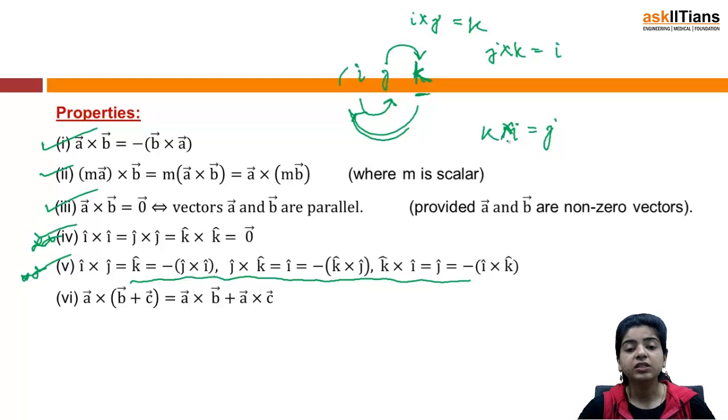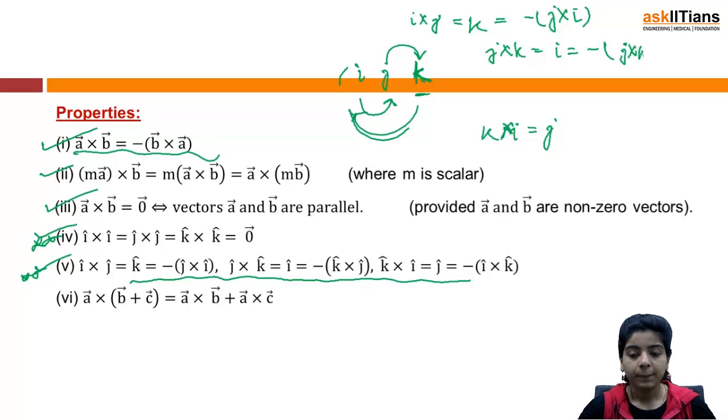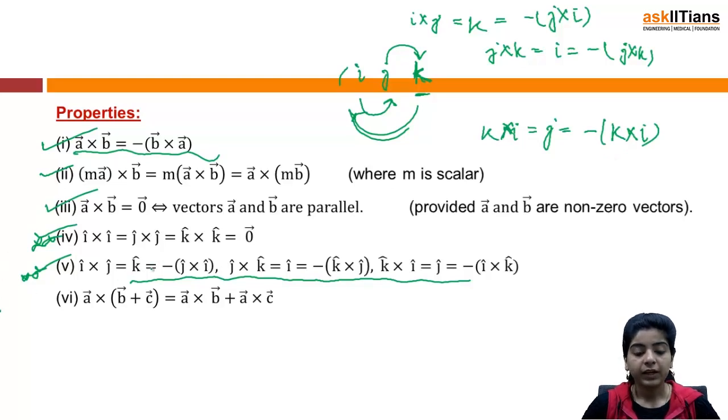And moreover, since we have already discussed in this property that A cross B is minus of B cross A, from that it follows you can write it as minus of J cross I, minus of J cross K, minus of K cross I, right? So this is this formula, just follow the cyclic order. Next we have A cross (B plus C). You can just open up the bracket and you will get A cross B plus A cross C.